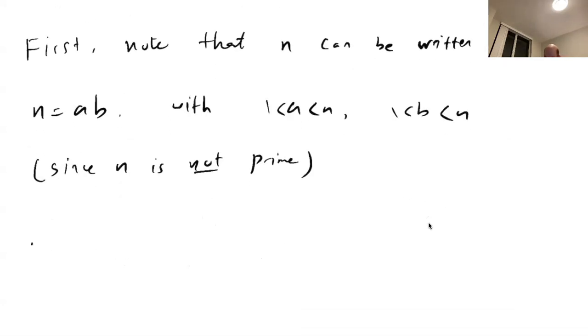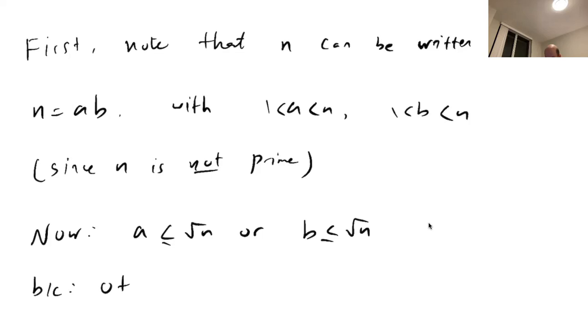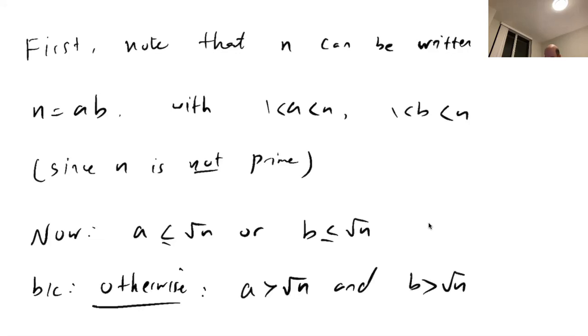Okay, so now A is less than or equal to root n, or B is less than or equal to root n. See, I have two numbers A, B with this property that I said, both between 1 to n. Now I'm saying one of these two numbers has to be less than or equal to root n. Why? Because otherwise, what can I say? I can say that A will be bigger than root n and B bigger than root n.